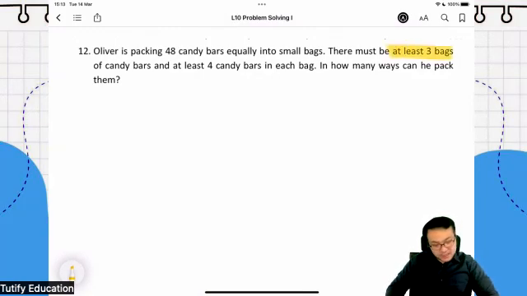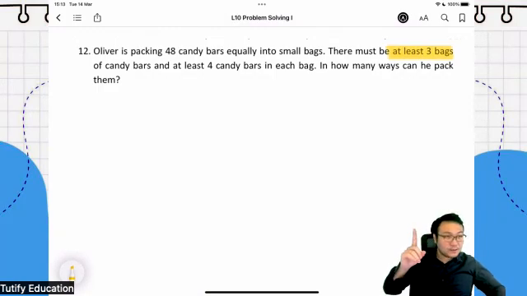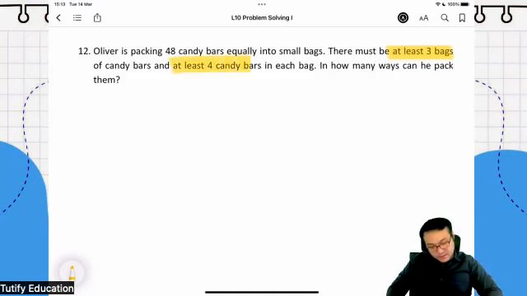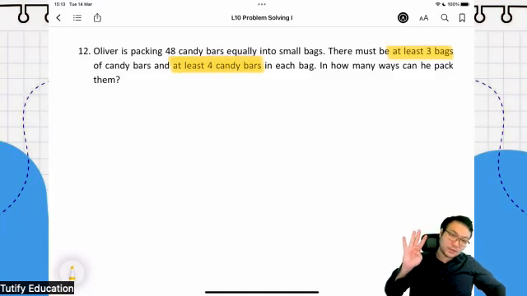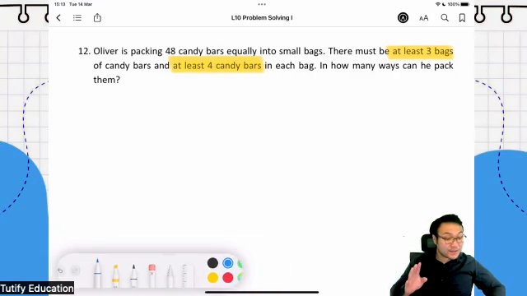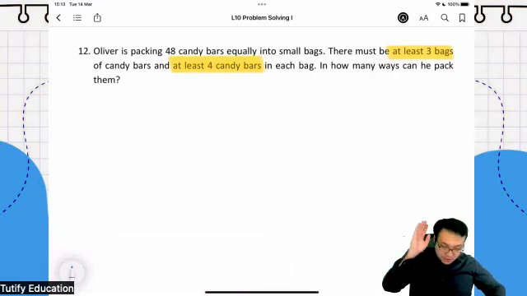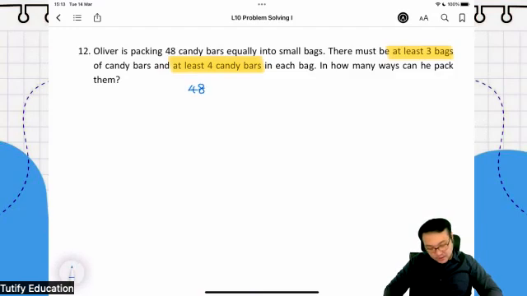There must be at least 3 bags. You cannot just put one bag. You cannot just dump everything into one bag. You must have at least 3 bags, and what else? You must have at least 4 candy bars in each bag. So you cannot just have 1 candy bar in one bag. Cannot. You must have at least 4 in each bag. Okay? How many different ways are there for us to split up the number 48?